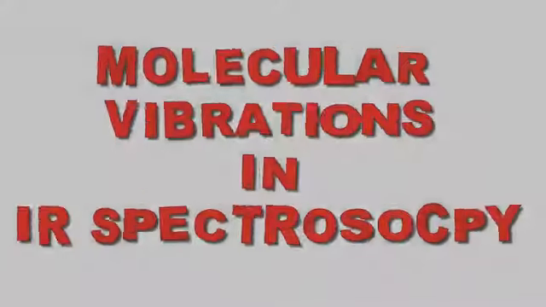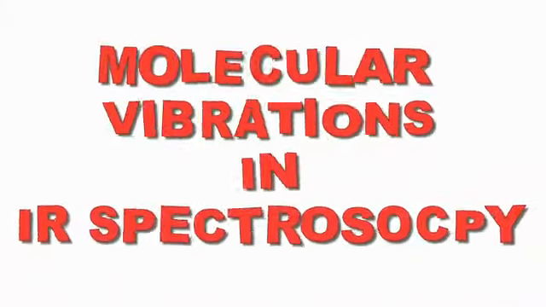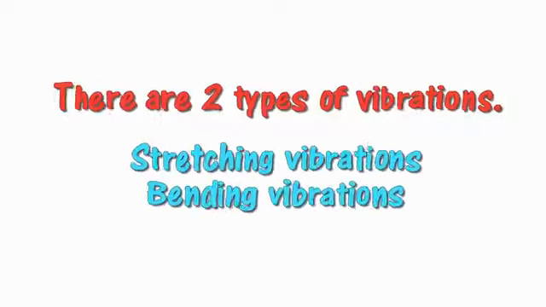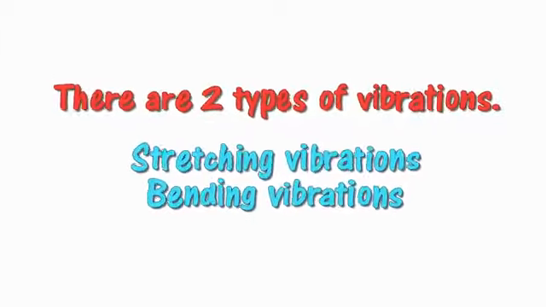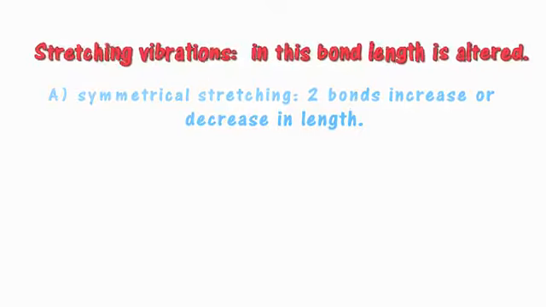Let's learn about an important concept in IR spectroscopy, that is molecular vibrations. There are two types of vibrations, that is stretching vibrations and bending vibrations. Stretching vibrations: in stretching vibrations, bond length is altered. There are two types of stretching vibration: symmetrical stretching and asymmetrical stretching.